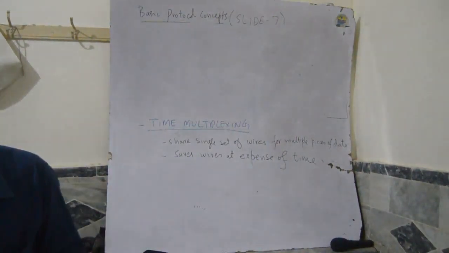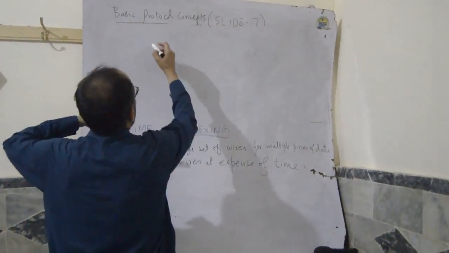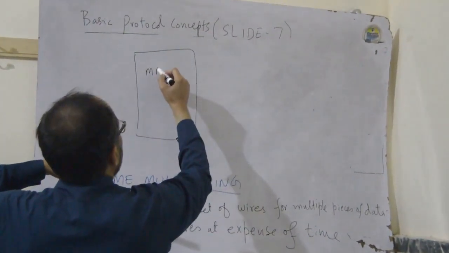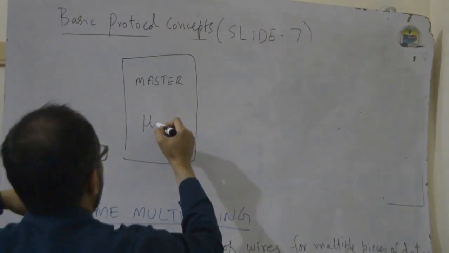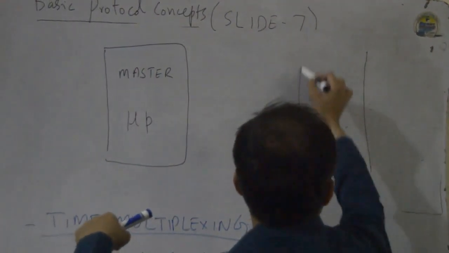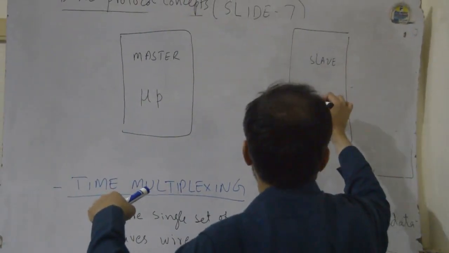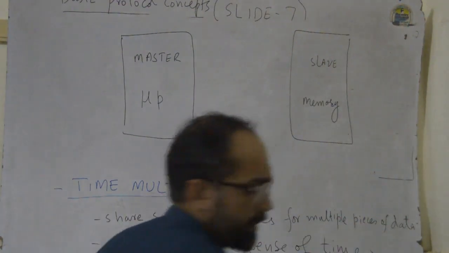Now let's assume that we have a master. Now it's a master, and in our example, the master is a microprocessor, and now we have a slave, and that slave is memory.